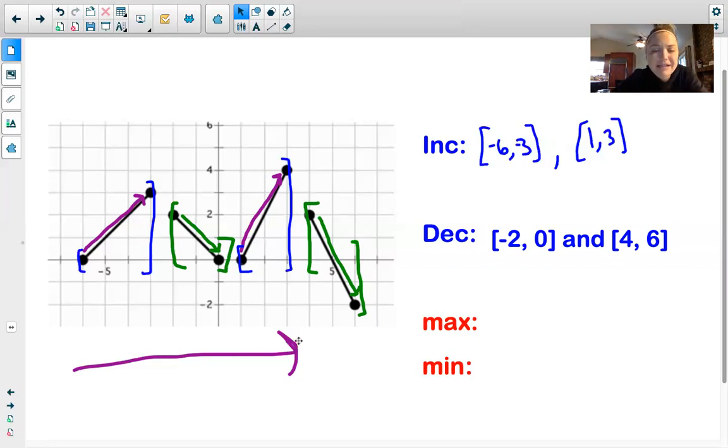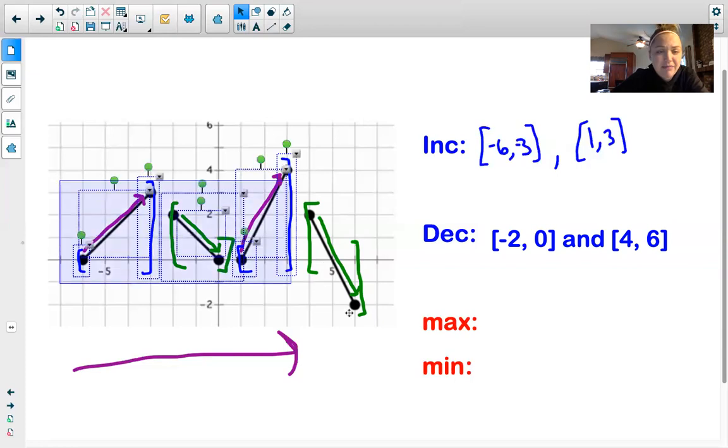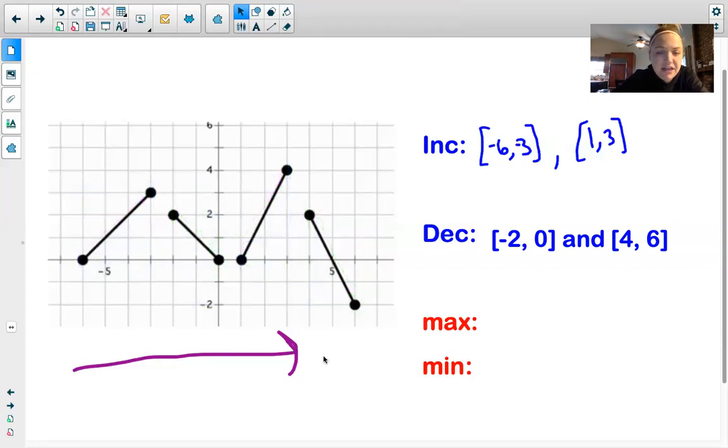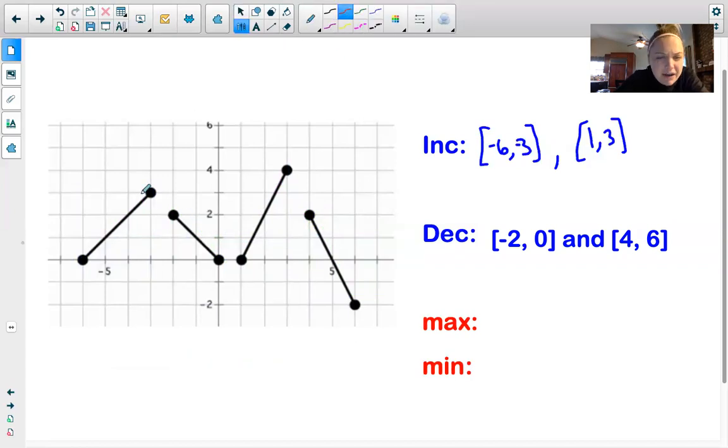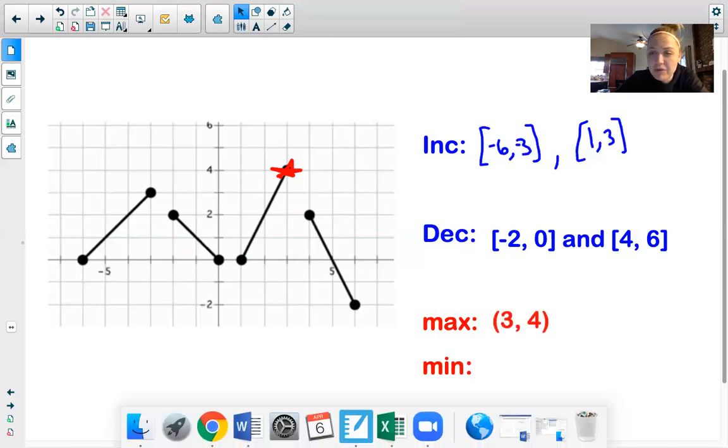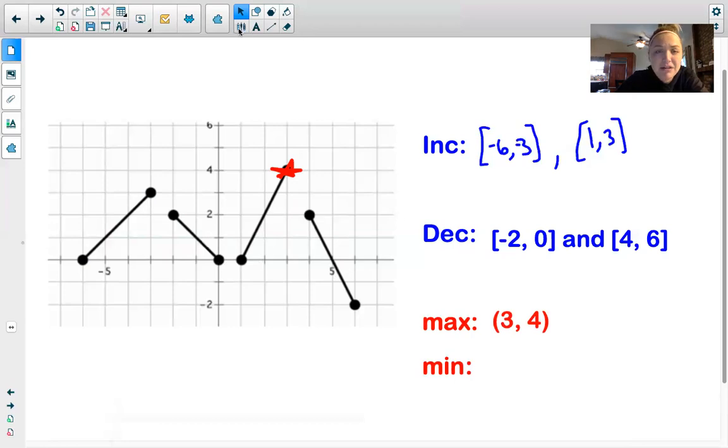Okay, maximum. There's a lot of stuff drawn on here. I'm going to get rid of all of this, and let's talk about the highest point on the graph. So the highest point on this graph is right here. That's not an interval, that's an ordered pair. How do you get there? Well, you go to the right 3, up 4. Bam, (3, 4). Okay, the minimum, that's going to be the lowest point on the graph, right over here. To the right 6, down 2. So (6, -2). Simple.